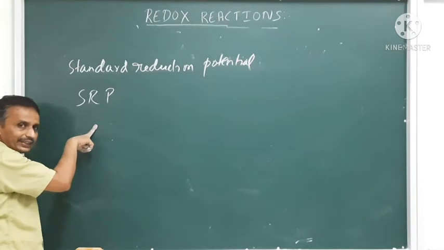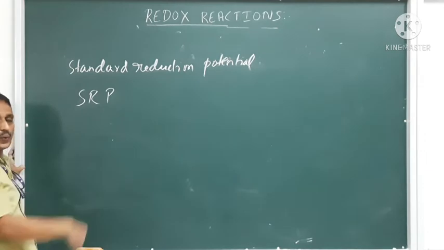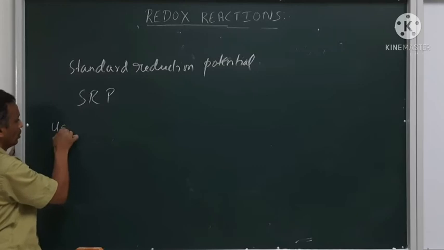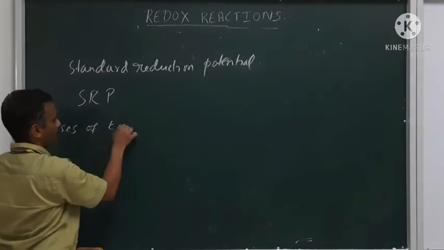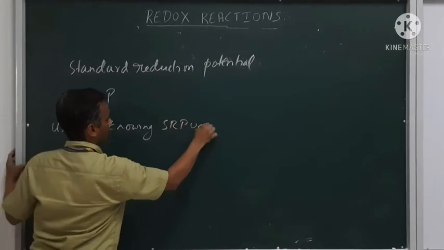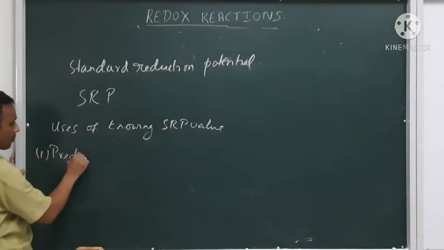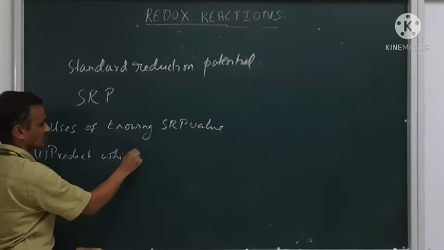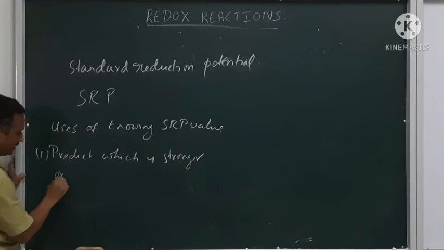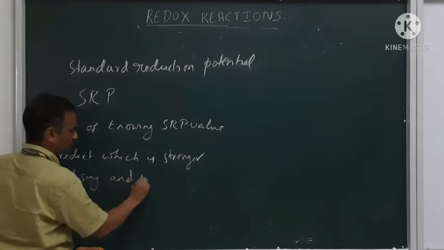By knowing the SRP value, I can say which is the stronger reducing agent and which is the weaker reducing agent. Uses of knowing SRP values. First one is we can predict which is the stronger oxidizing and reducing agent.